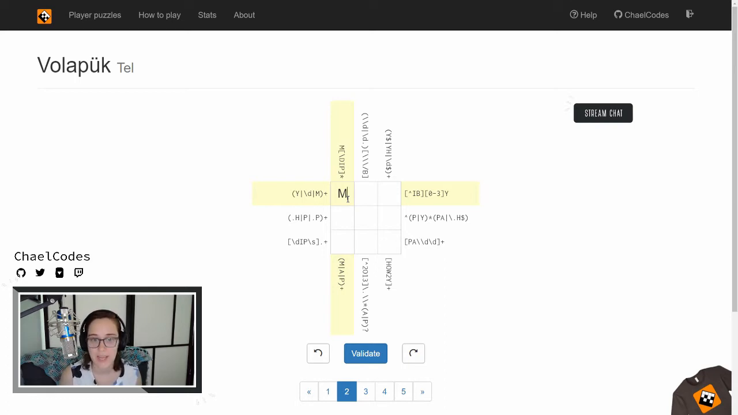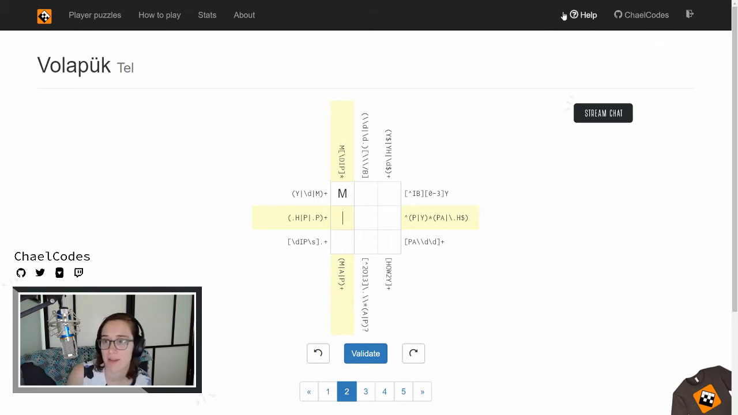And if I look at my bottom regex pattern, it has to be included in the letters M, A, or P. Now let's take a minute to look at this one. So I have square brackets, and then I have an uppercase forward slash D.